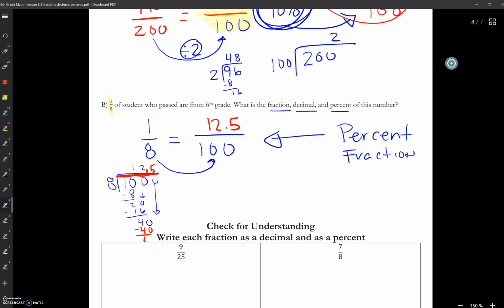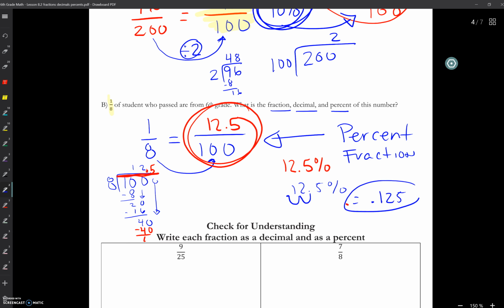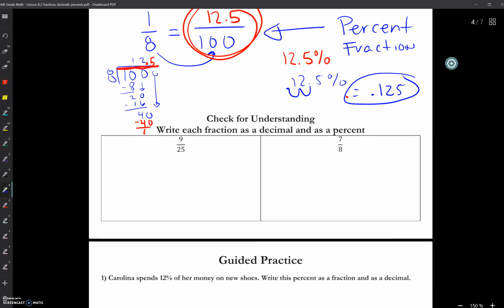Now, what does this mean? This is my fraction. My percent would be 12.5%. And my decimal would be just taking this number, taking my 12.5%, putting my decimal, moving it 1, 2, which would equal 0.125.